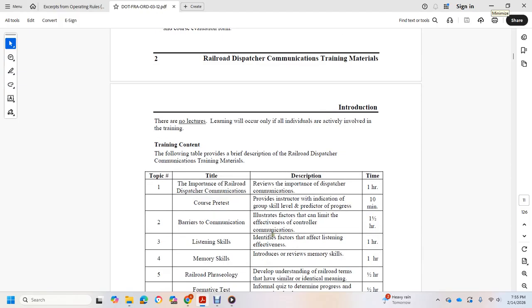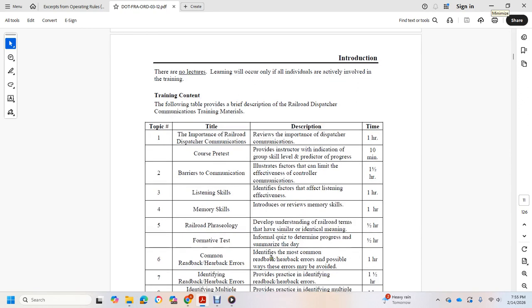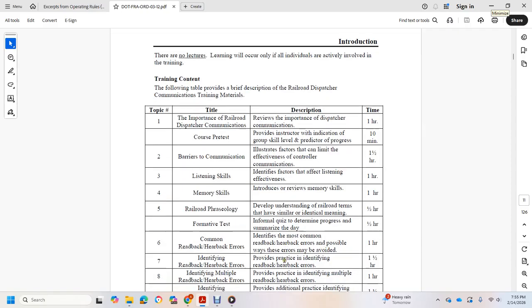Listening skills. Identify factors affecting listening effectiveness, 1 hour. Memory skills. Introducing and reviewing memory skills, 1 hour. Railroad phraseology. Developing understanding of railroad terms that have similar or identical meanings, 1.5 hours. Formative tests. Informal quizzes to determine progress and summarize the day. Common readback, hearback errors. Identify the most common readback, hearback errors and possible ways these errors may be avoided.